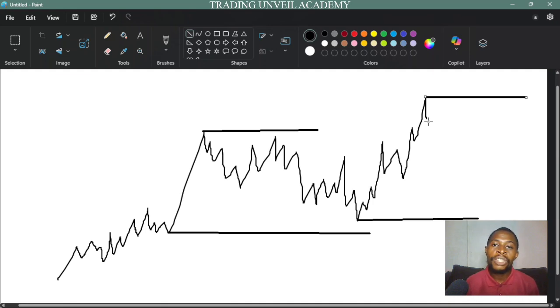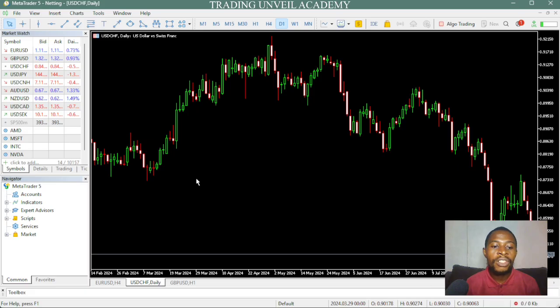Let me now take you to the chart, since you have understood the idea, and show you a practical example of how to know if the market is in an uptrend or a downtrend. This is USD CHF. On this USD CHF, the first thing I have to do to know the trend of the market is to go to the higher time frame. When I go to this daily time frame, I see the market makes a high, and then you see the market taking this low.